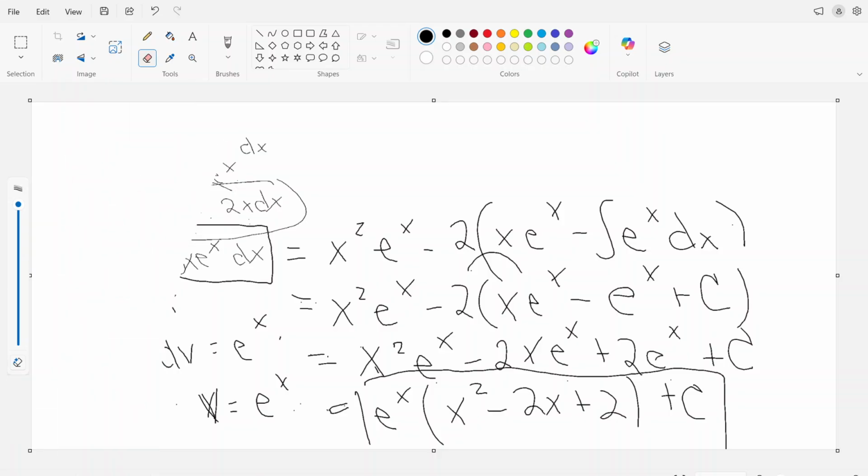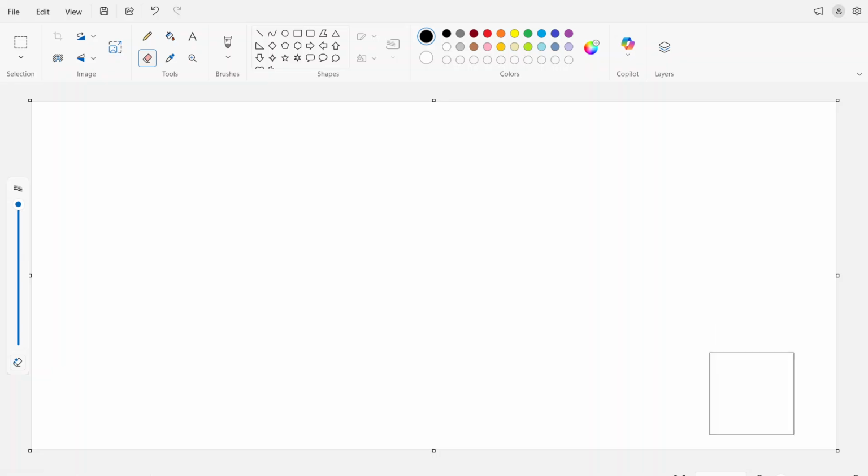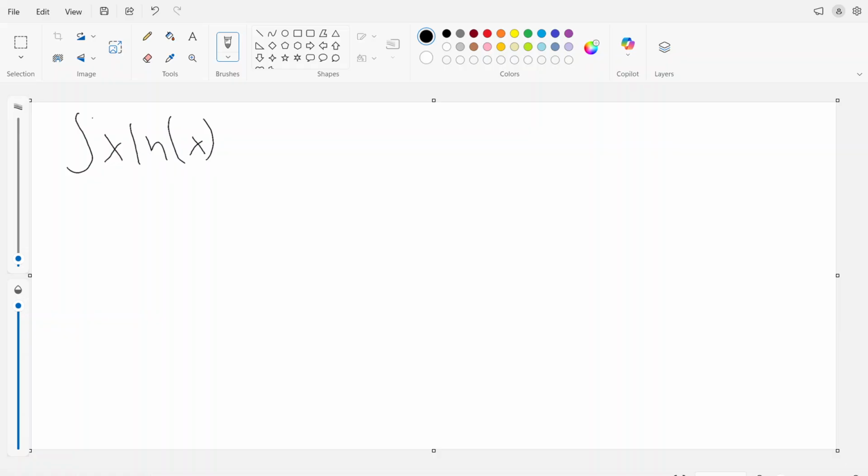Now we're going to go on to our exam problem number 2, which is find the integral of x ln of x dx. So here we have x times ln of x. So we use IBP, right?